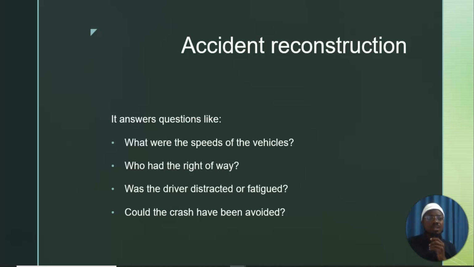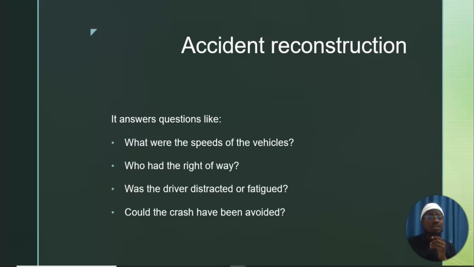And I think over the years, that was the reason why the concept of right of way was introduced, when at the point of intersection, knowing which lane has the right of way at a given time is also very important. And these are some of the questions that need to be answered under accident reconstruction.